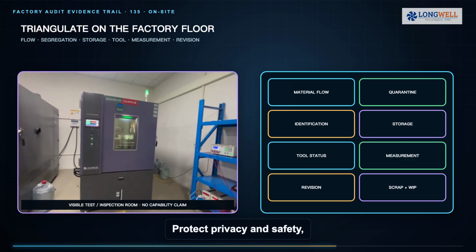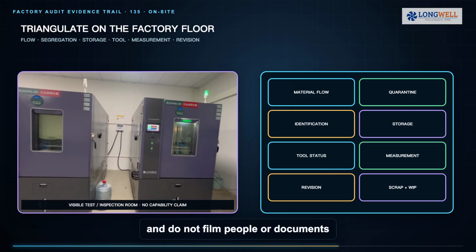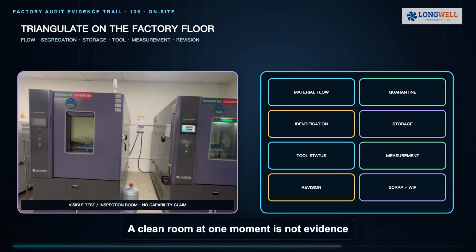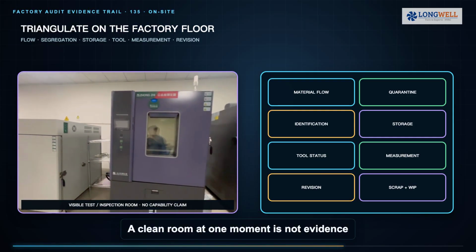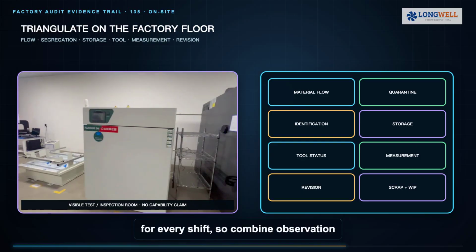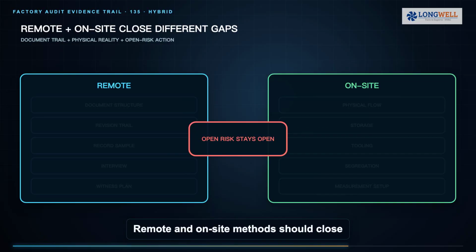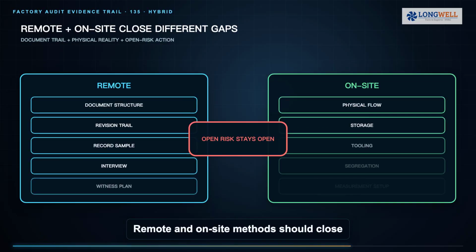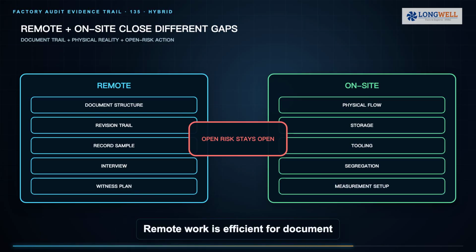Protect privacy and safety, and do not film people or documents without permission. A clean room at one moment is not evidence for every shift, so combine observation with timestamped records and interviews. Remote and on-site methods should close different uncertainties. Remote work is efficient for document structure, revision trails, record sampling, interviews, and pre-selecting witness points. On-site work is stronger when physical flow, storage, tooling, segregation, measurement setup, environmental conditions, or unplanned observation matter.